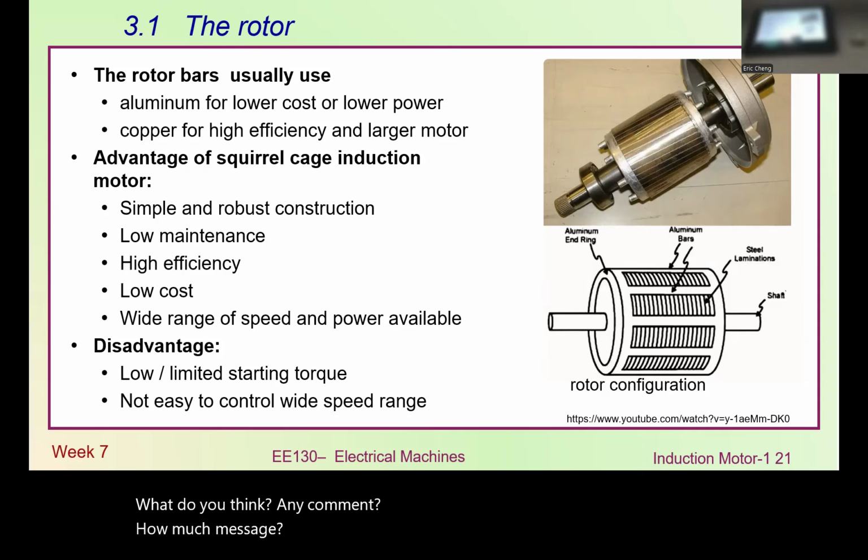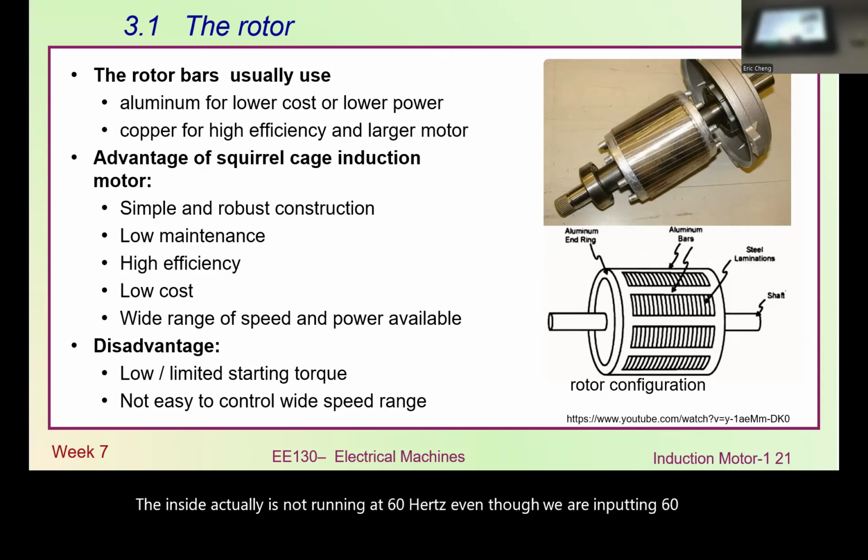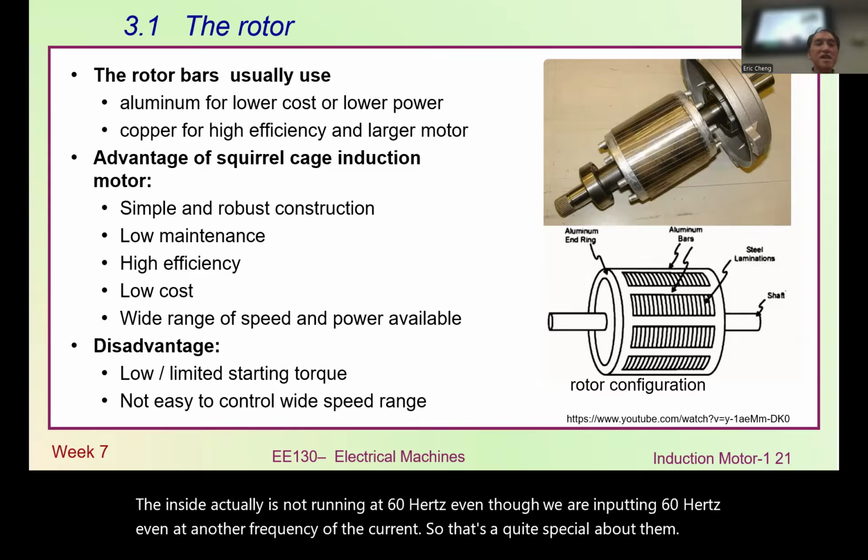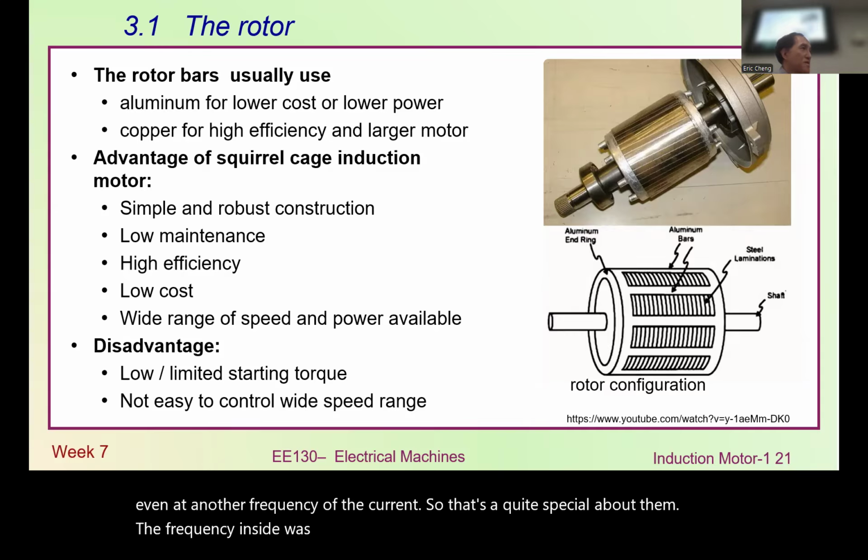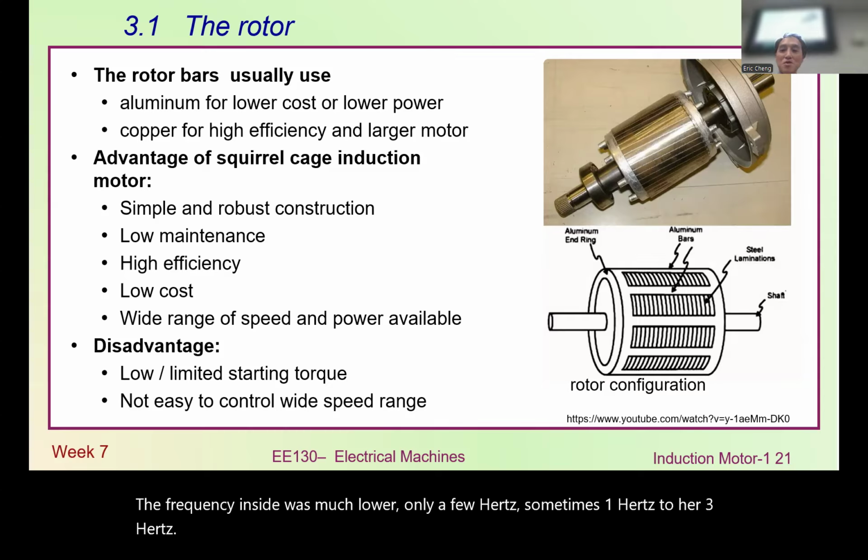Later on, we'll discuss further about the rotor current. The rotor current inside actually is not running at 60 Hertz. Even though we are inputting 60 Hertz, it runs at another frequency. So that's quite special. The frequency inside will be much lower, only a few hertz, sometimes 1 Hertz, 2 Hertz, 3 Hertz. Really special. So why is that?